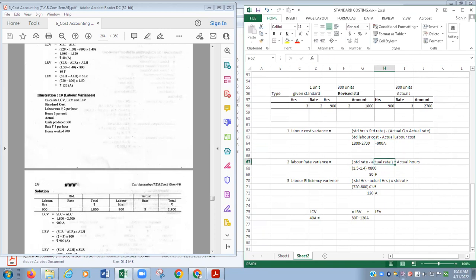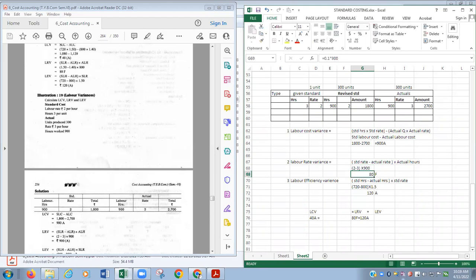Then labor rate variance. Formula is standard rate minus actual rate into actual hours. So our standard rate is, just put the values, 2 rupees minus actual rate paid is 3 rupees into actual hours worked, which is 900.